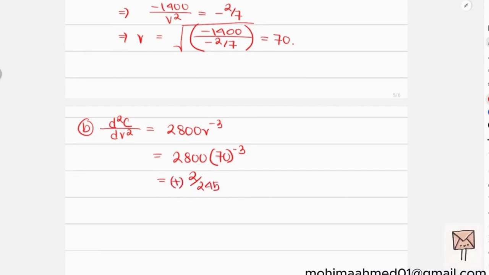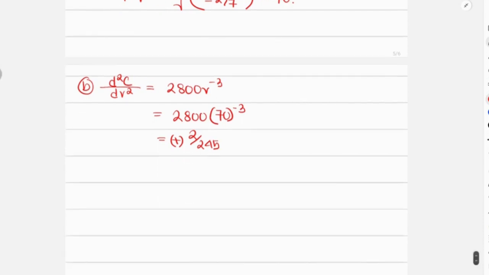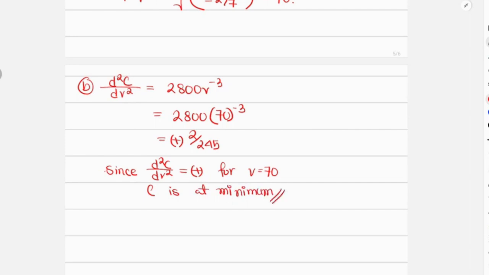Whenever your double differentiation comes out to be positive, this means that the point you have included in the equation must be a minimum point, right? So finally we have proved that since d squared C by dv squared is positive for v equals 70, C is at a minimum. This is not the maximum, this is indeed the minimum.